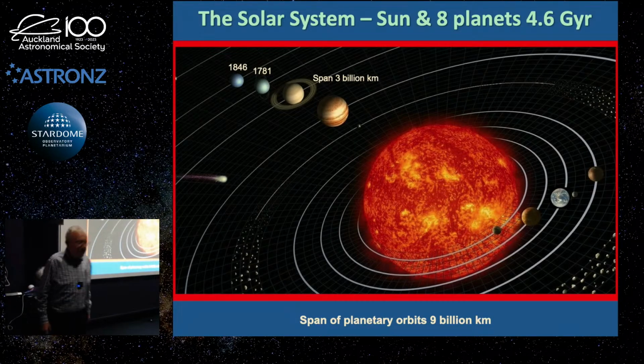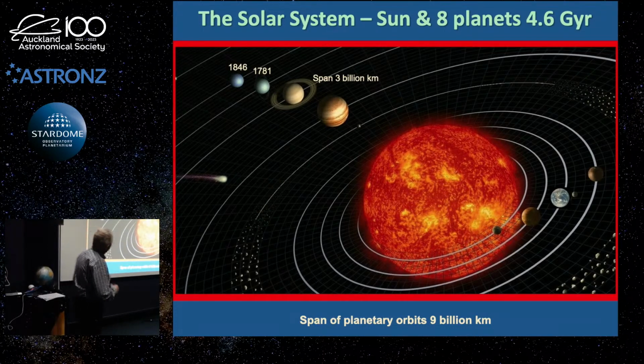Then in 1781, a British astronomer by the name of William Herschel, who was into building his own very large, for the time, reflector telescopes, discovered Uranus. And overnight, the solar system doubled in size. It went from a span of 3 billion kilometres out to a span of 6 billion kilometres.